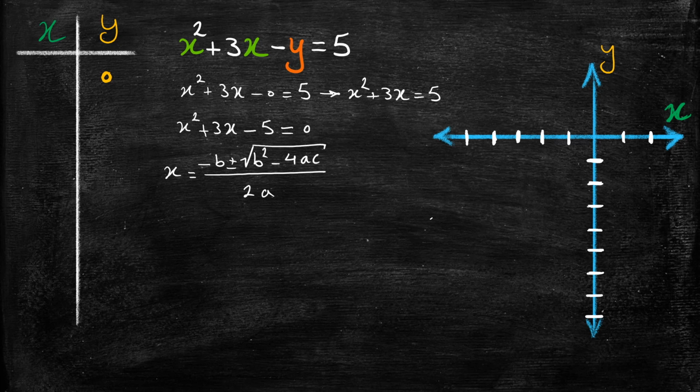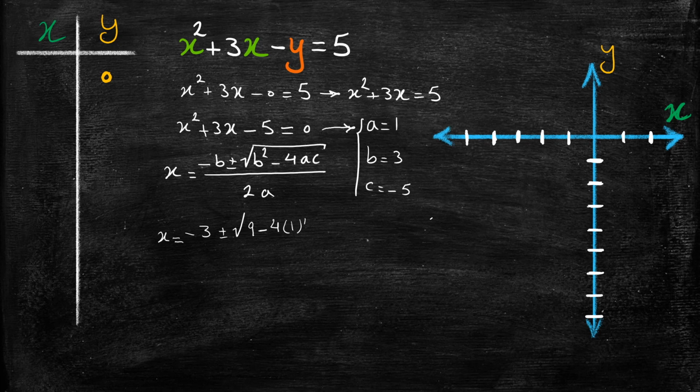So now we have to figure out what are a, b, c. So from this equation, we know a is 1, the factor that is multiplied by x squared. B is 3, the factor that is multiplied by x. And c is the lone number, which is negative 5. So I substitute these three into the formula. And I'll get x equals minus 3 plus minus square root of 3 to the power of 2, 9, minus 4 times a, so minus 4 times 1, which is 4.